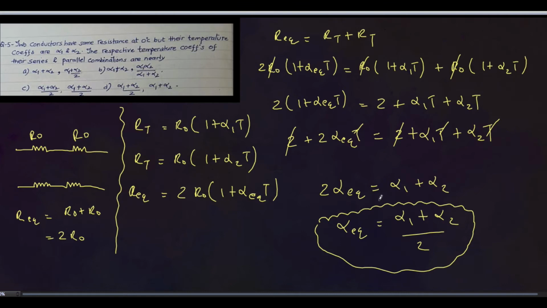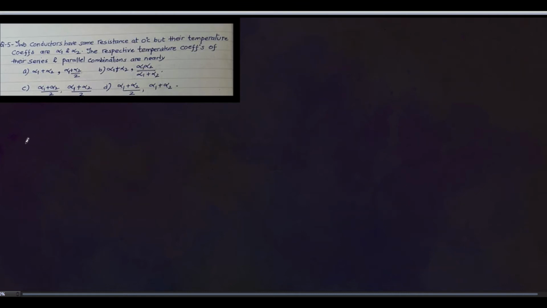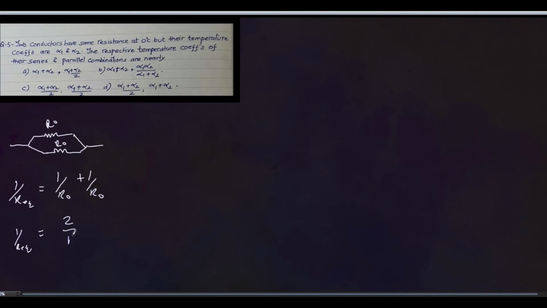Now we can discuss the parallel connection. In parallel connection, we are connecting these two resistors in parallel, and this is R0 and this is also R0. The equivalent resistance: 1 by R equivalent equals 1 by R0 plus 1 by R0. From here we can write 1 by R equivalent is equal to 2 by R0. Then R equivalent is R0 by 2.